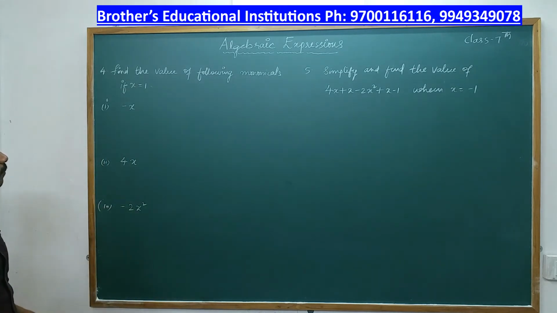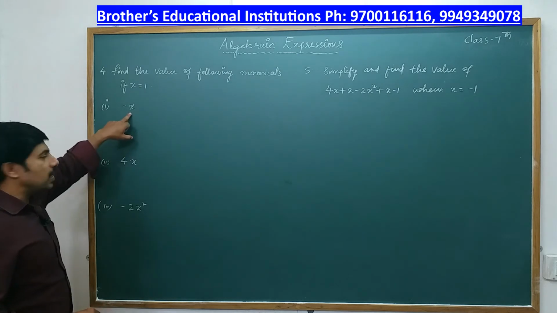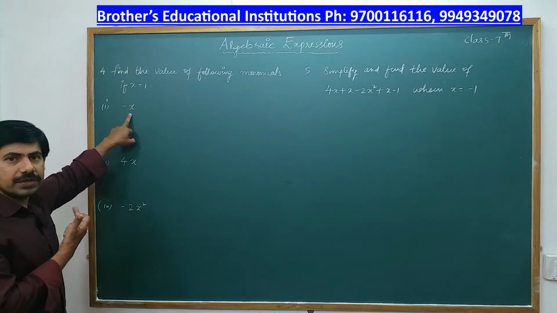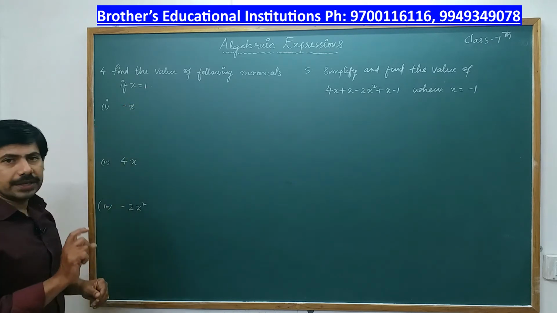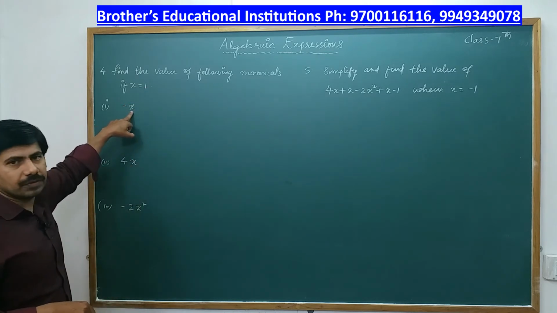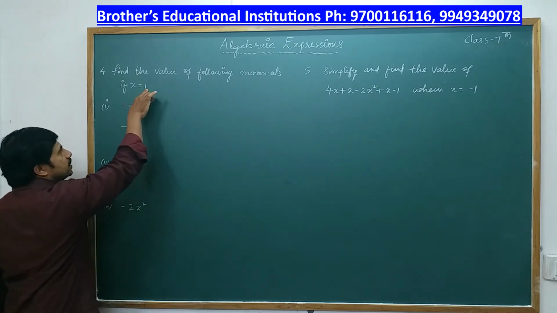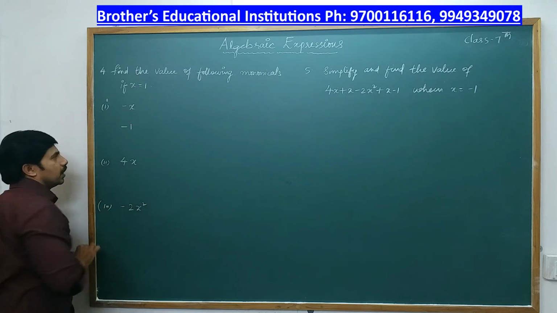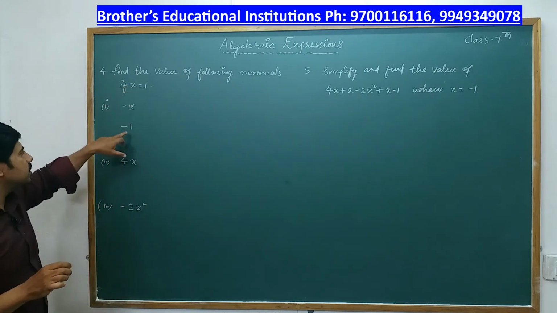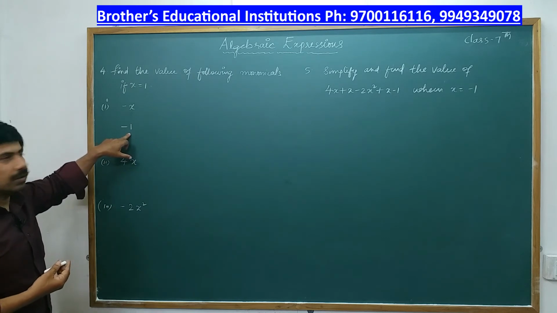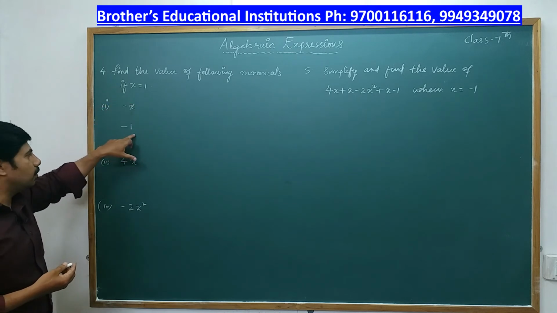Find the value of the following monomials when x is equal to 1. Now here the monomial is minus x. We have to find the value of this minus x when x is equal to 1. So what you do, just substitute x is equal to 1 instead of x. So minus as it is, x value is given as 1. So write 1. So the value of the monomial minus x when x is equal to 1 is 1. Okay, or the value of the monomial minus x when x is equal to 1 is minus 1.